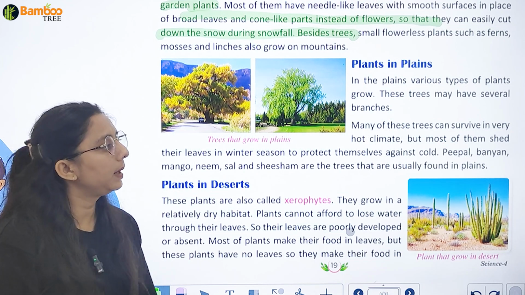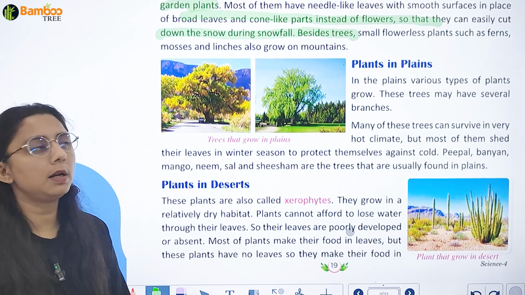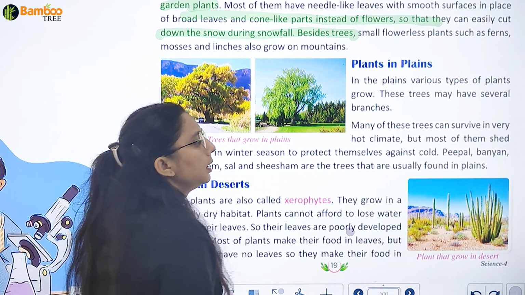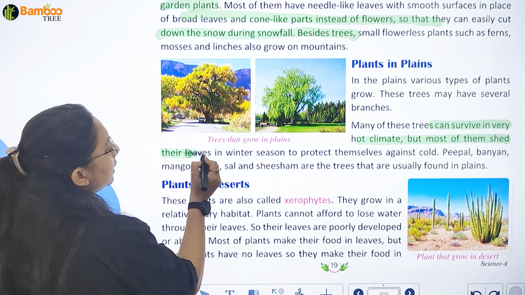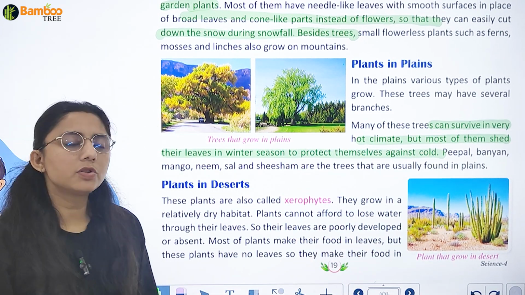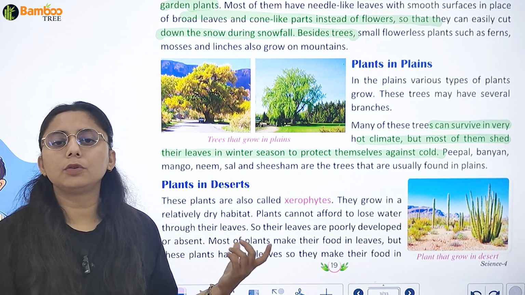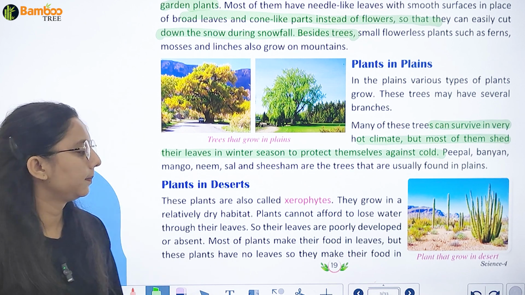Now we have plants in plains. Here you will see trees with several branches like neem and mango. The trees survive in very hot climate, but most of them shed their leaves in winter season to protect themselves against cold. Many of them shed their leaves. Like peepal, banyan, mango, sesame, sal. These are examples of the trees that are found in plains.